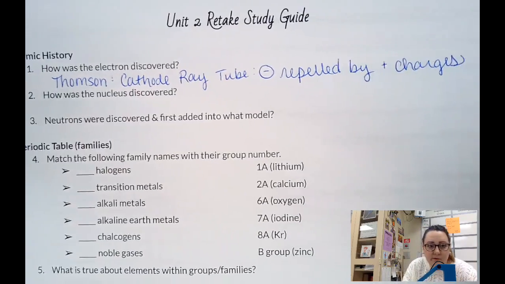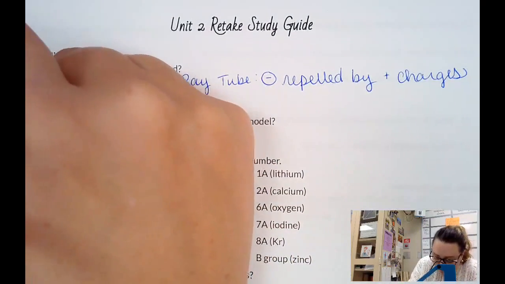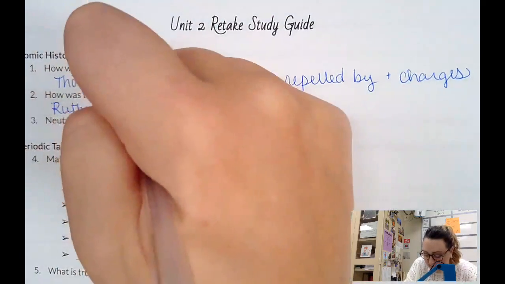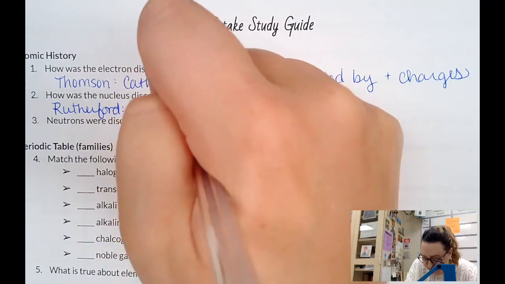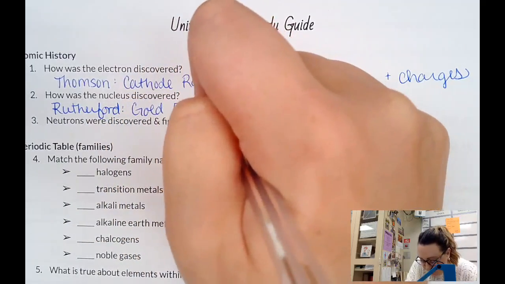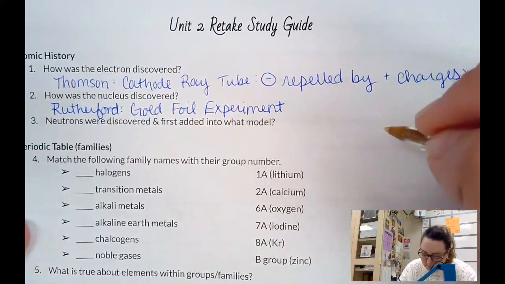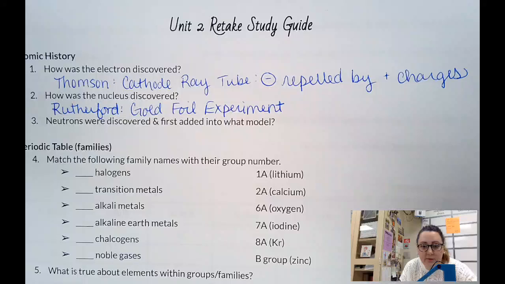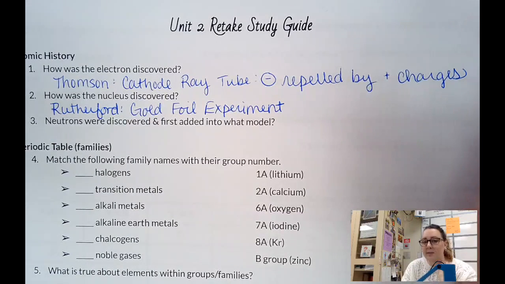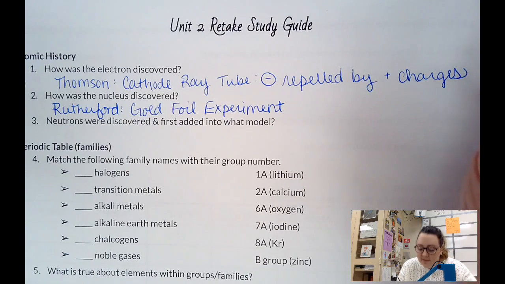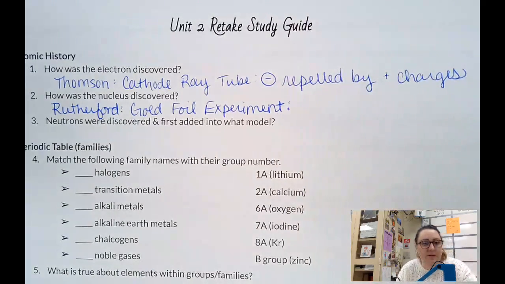How was the nucleus discovered? This was Rutherford, and he did the gold foil experiment. He had a thin piece of gold foil. He used a particle accelerator. Because the plum pudding model was the accepted model at the time, he expected the alpha particles to shoot straight through. Instead, they bounced back, showing that there must be something with mass to bounce off of.